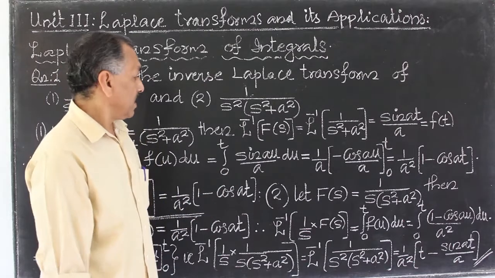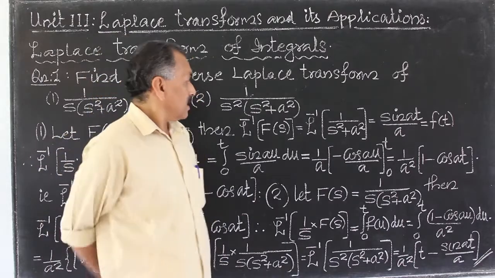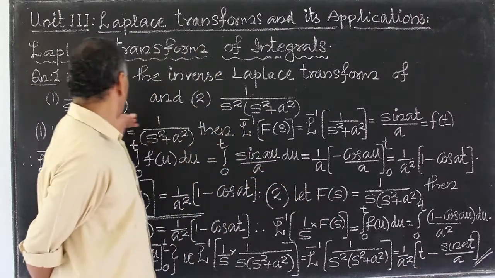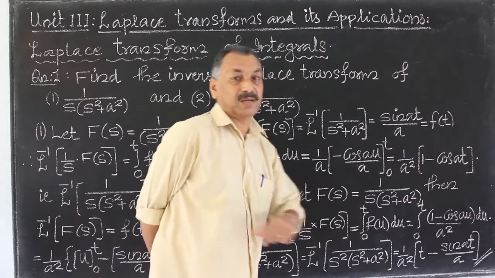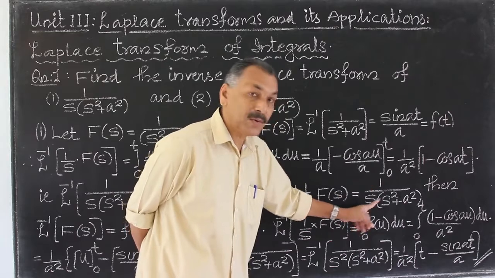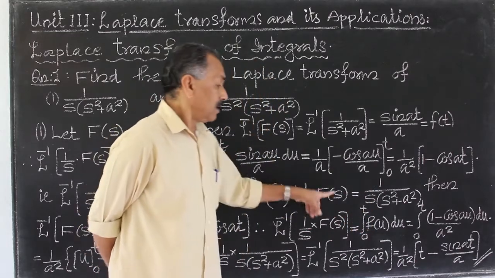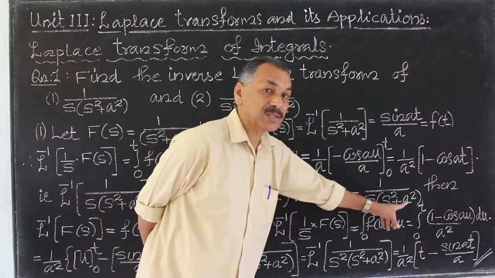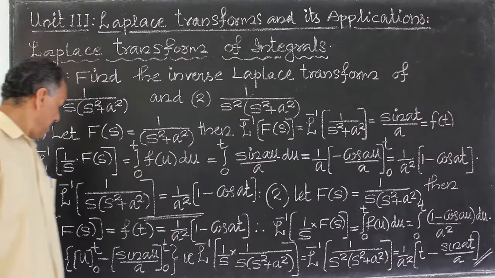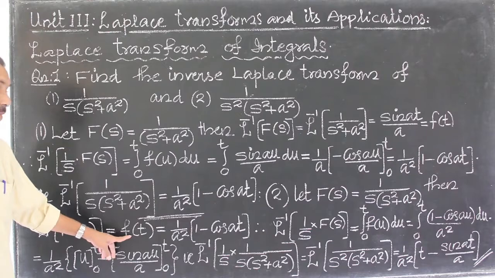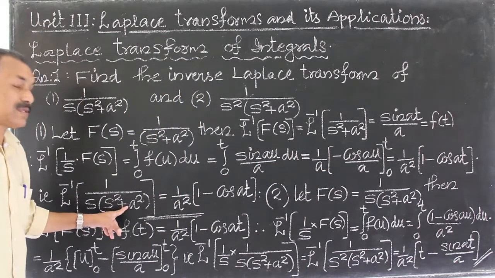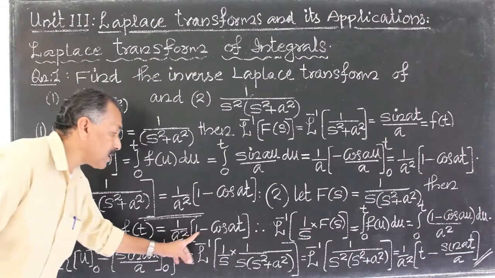Similarly, consider the second problem. Let F of s be equal to 1 by s into (s square plus a square). Then 1 by s into F of s is what we multiply. L inverse of F of s is f of t. L inverse of 1 by s into (s square plus a square) is f of t, equal to 1 by a square into (1 minus cos at).